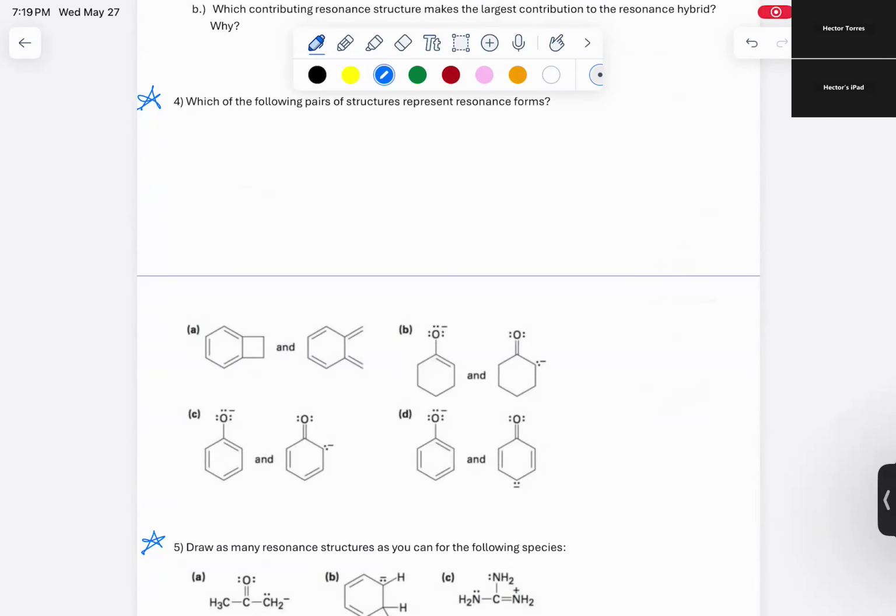So, for this one, what you have to keep in mind is there are constitutional isomers, sorry, conformational. And so these ones, they have the same molecular formula. But what they differ in is how the molecule is attached. So, conformational isomers are very different than resonance structures.